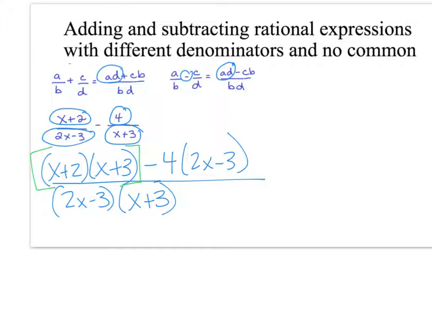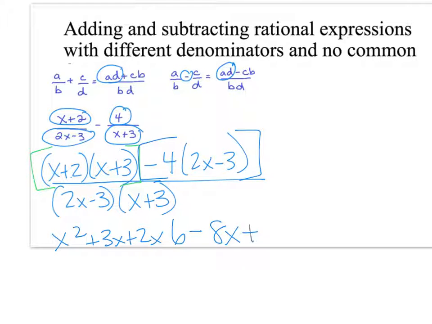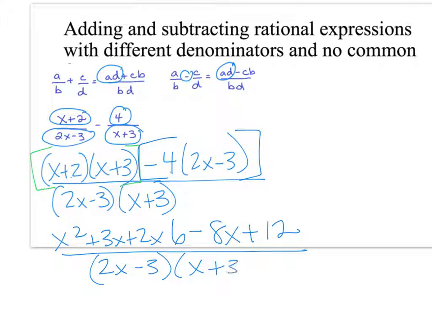So we're going to take this part, x plus 2 times x plus 3, and expand that out. So x times x gives us x squared, x times 3 gives us 3x, 2 times x gives us 2x, and 2 times 3 gives us 6. And then we're going to simplify this as well. Minus 4 times 2x gives us minus 8x, and minus 4 times negative 3 gives us positive 12. And that's all over 2x minus 3 and x plus 3.